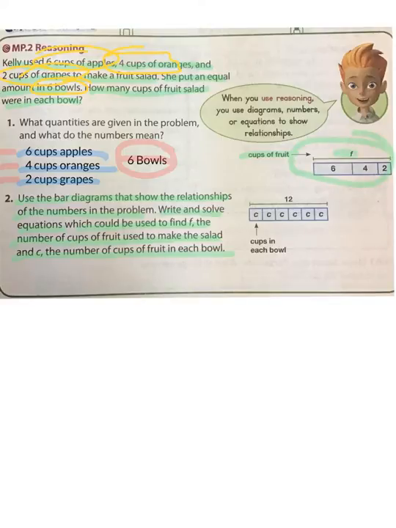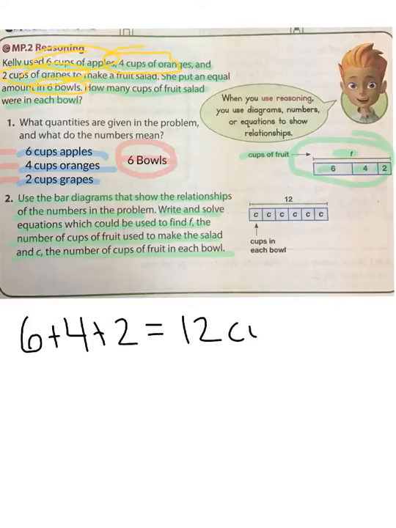F represents the fruit. 6 represents the apples, 4 represents the oranges, and 2 represents the grapes. If we want to find out how many cups of fruit we have total, we're going to add those numbers. So we have 6 plus 4 plus 2 equals 12 cups of fruit.